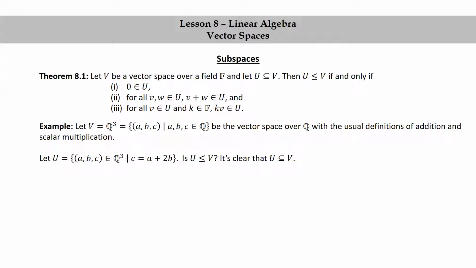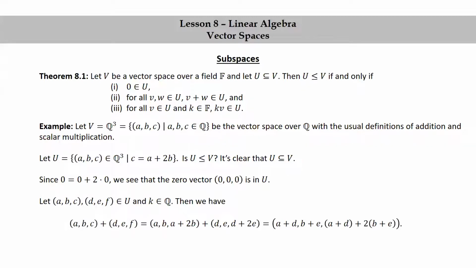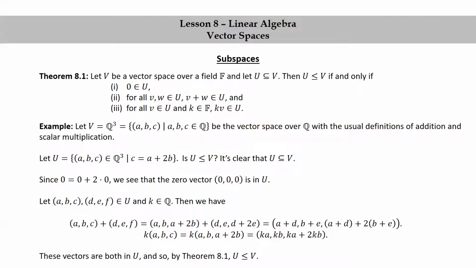Well, it's clear that U is a subset of V. Since 0 can be written as 0 plus 2 times 0, we see that the zero vector (0, 0, 0) is in U. Let (a, b, c) and (d, e, f) be in U and k in Q. Then we have (a, b, c) plus (d, e, f) is equal to (a, b, a plus 2b) plus (d, e, d plus 2e), which is (a plus d, b plus e, a plus d plus 2 times (b plus e)). And k times (a, b, c) is k times (a, b, a plus 2b), which is (ka, kb, ka plus 2kb). These vectors are both in U, and so by theorem 8.1, U is a subspace of V.